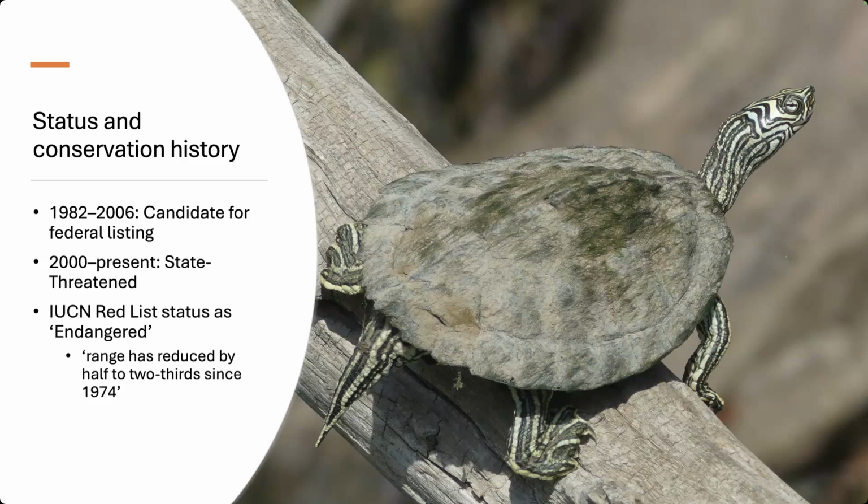And a direct quote from that assessment is that the range has been reduced by half to two-thirds since 1974. And that statement directly comes from the belief that Cagle's map turtle was, I guess, completely distributed throughout the San Antonio River and then has since become extirpated from that system. So, assuming that that's incorrect, then there's absolutely no loss of distribution since that time. However, it's played a heavy role in considerations of the conservation and status of the species since then.